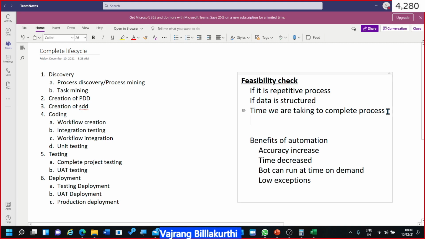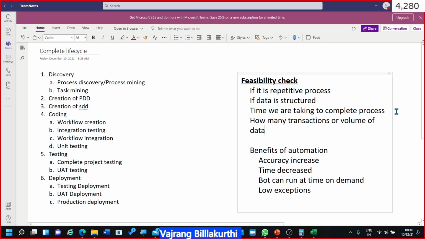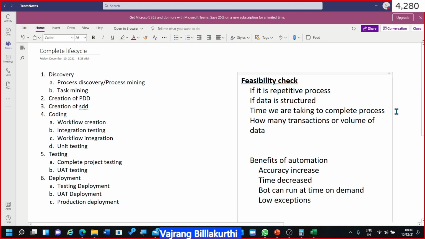Now, the time we are taking to complete a process is one thing. There are multiple other things. Can we mention any other things? How many tasks will we get daily? How many transactions, or volume of data? Then how many exceptions do we currently have, or what is the percentage of exception rate?